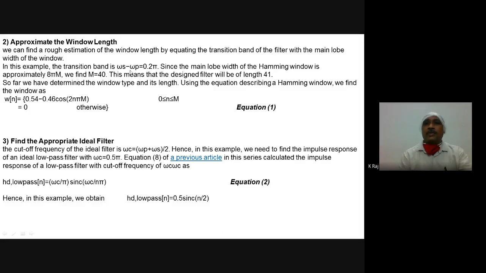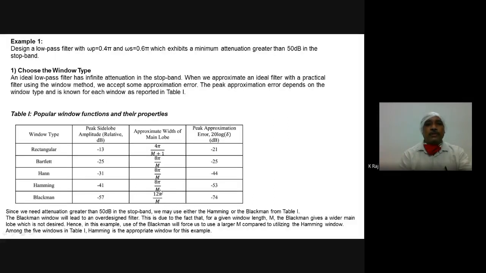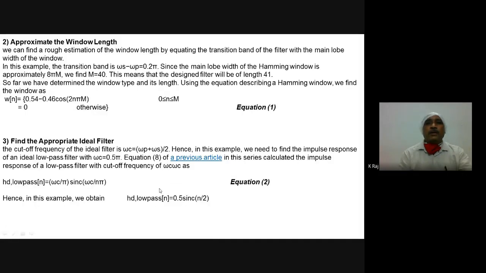Stop band edge frequency minus pass band edge frequency, that is 0.6 pi minus 0.4 pi, and it will be 0.2 pi. Since the main lobe width of the Hamming window is approximately how much? Coming to the Hamming window, it is about 8 pi by M. So we have to calculate M, and we will get M approximately 40.